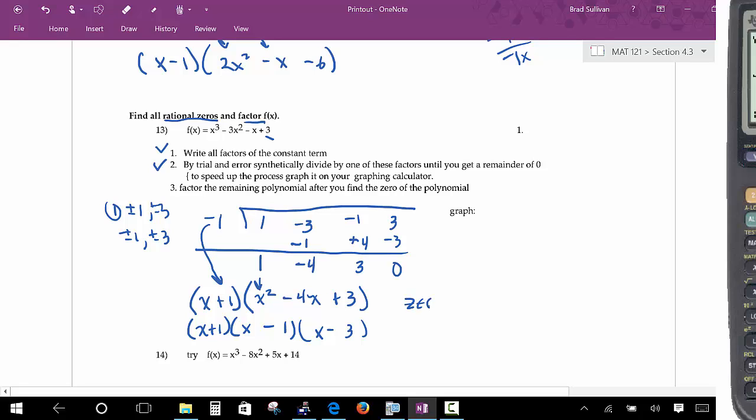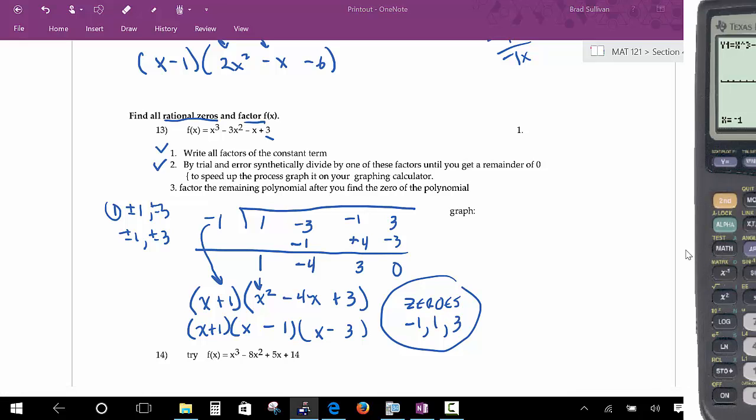Now, I would hope that you could tell me the 3 zeros in your head. What are they? -1, 1, 3. That's it. There's your answer to your problem right there. And the graphing calculator did that.